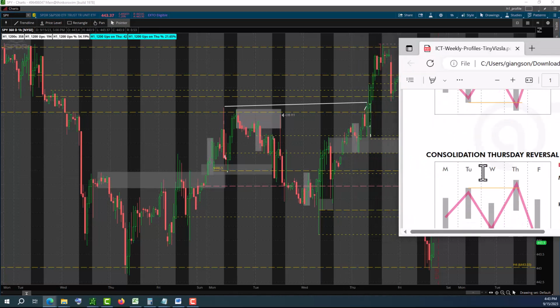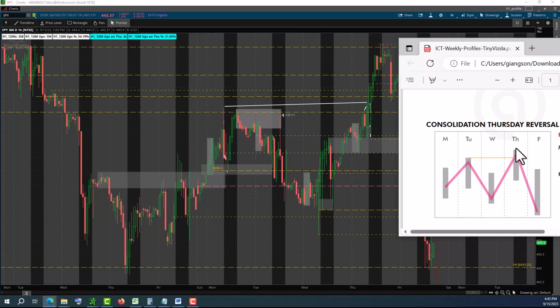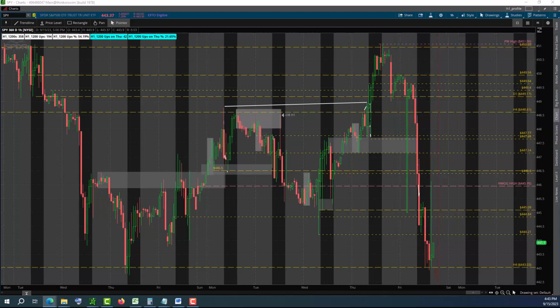Amazing. You see, it rallied all the way up, and then it started dropping in the pre-market, and then boom, over, and it went all the way down. Wow. So that's the huge lesson learned for us.